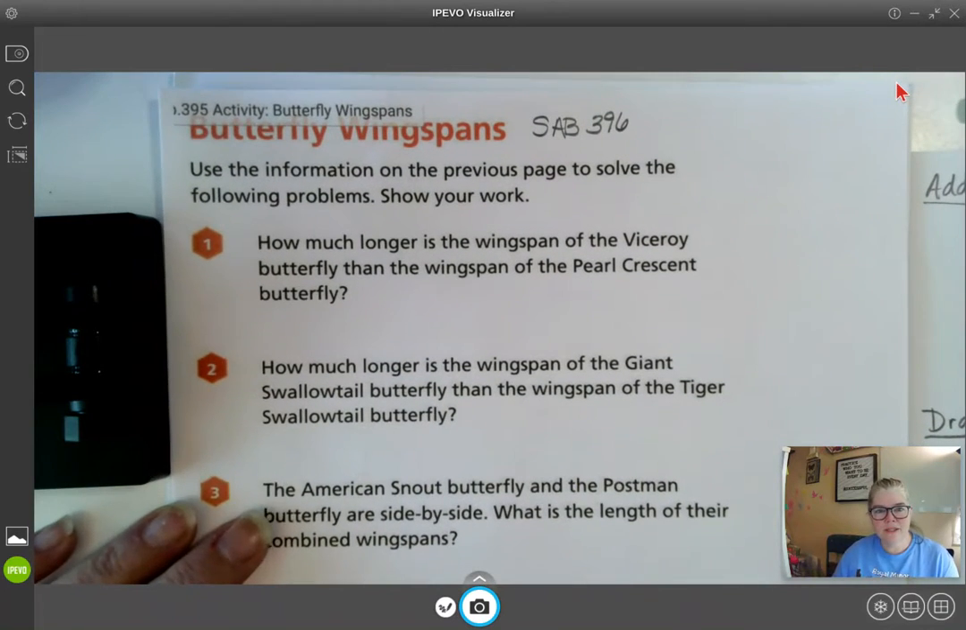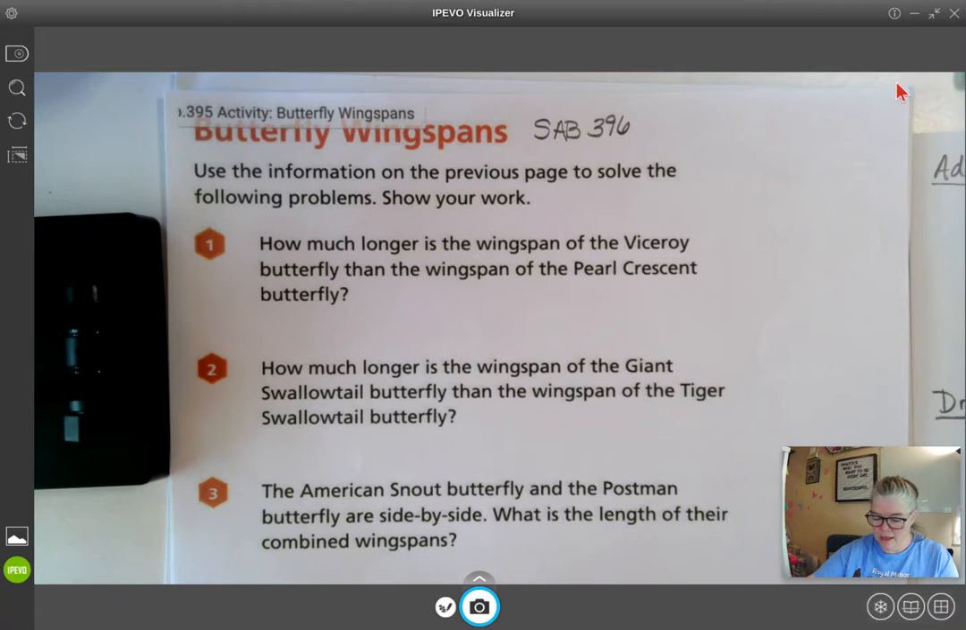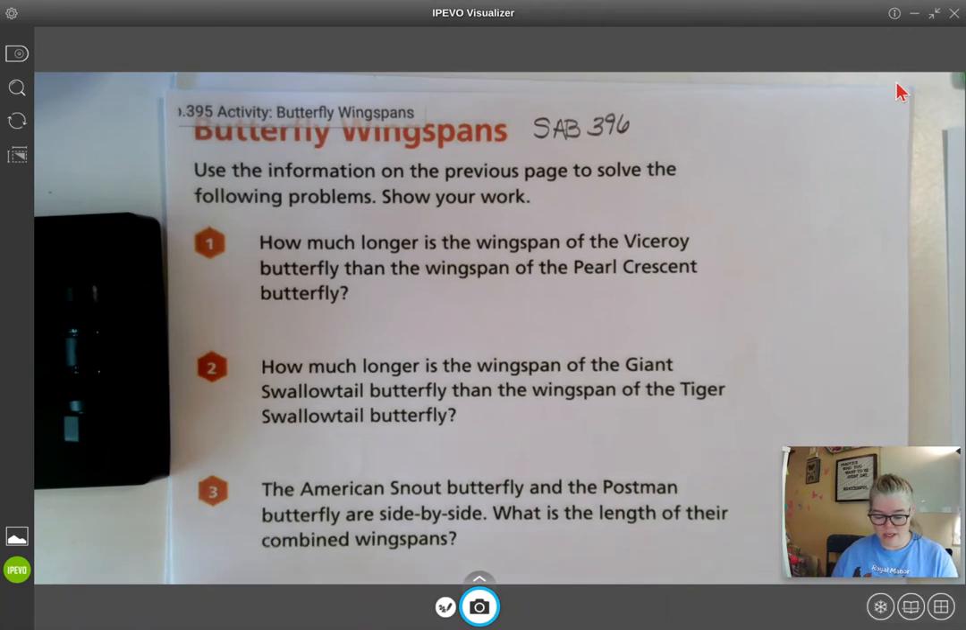All right, so let's take a look at how to do these butterfly wingspan problems on page 396. We started these in class the other day, and what these problems involve is adding and subtracting mixed numbers. And so we want to take a look at some common strategies for ways to add and subtract mixed numbers. Now, these aren't the only ways to do this work, but they are common ways that I see students do these. So I want to make sure that I give you two common strategies that kids use.